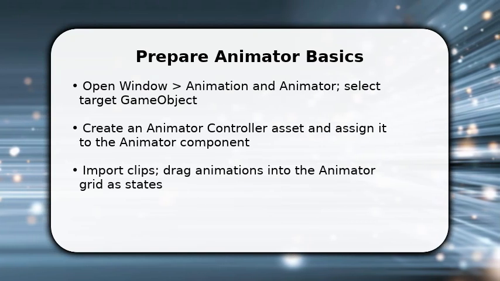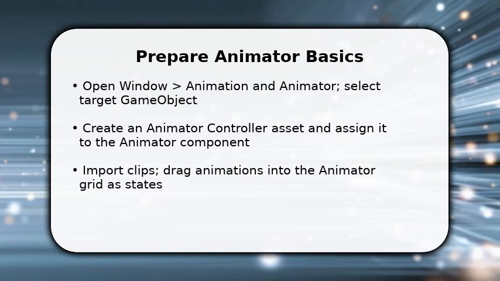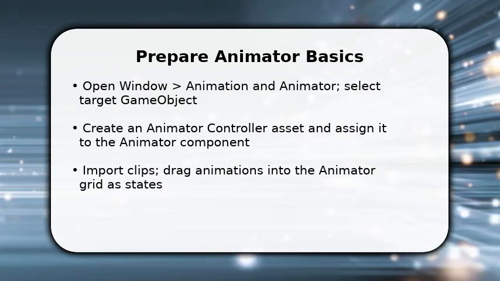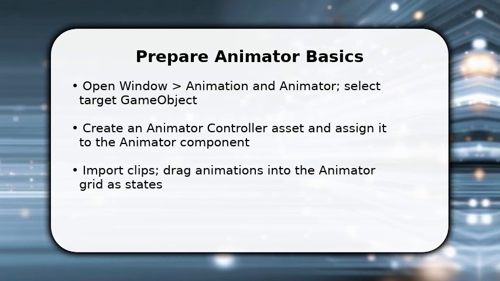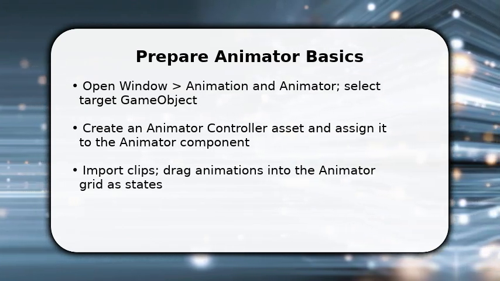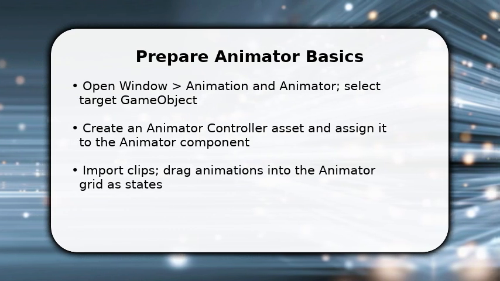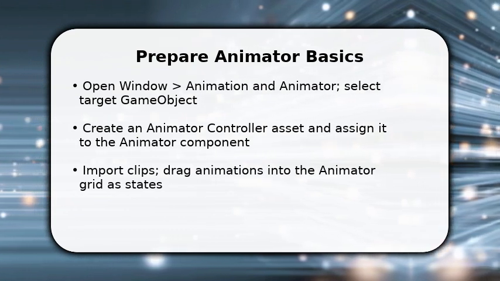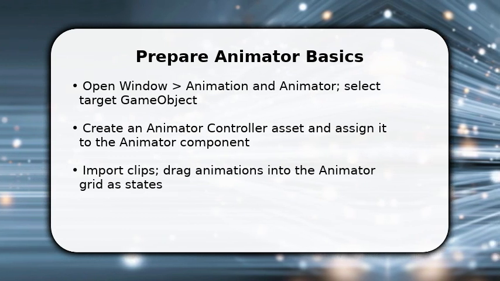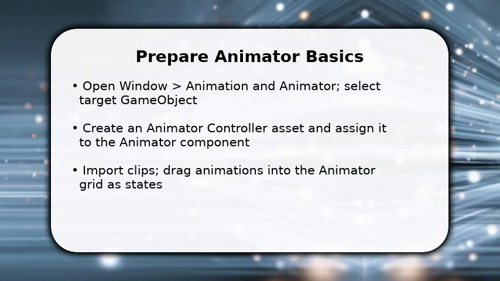You start by getting the animator window and animation window visible, then attach an animator component to your character. Create an animator controller asset and assign it immediately so states have a home. Once done, import or record your animation clips and drag them into the animator graph to create states.